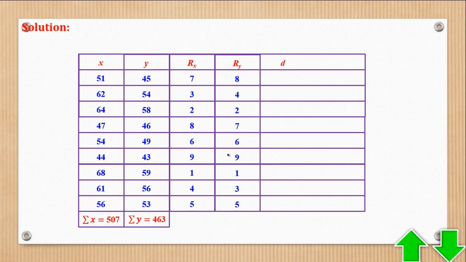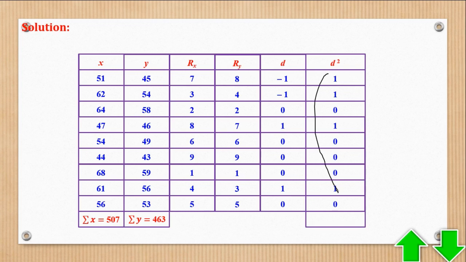The next is the column of D. For D you have to subtract the rank of y from the rank of x, row by row. The next is to get the values of D squared, squaring each of these values. Then we add up all these values. When I add them up, I come up with 4.